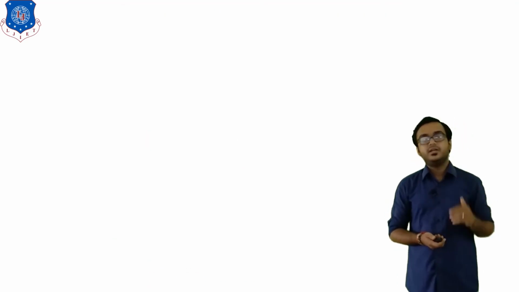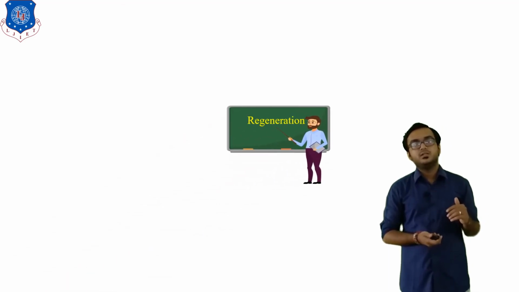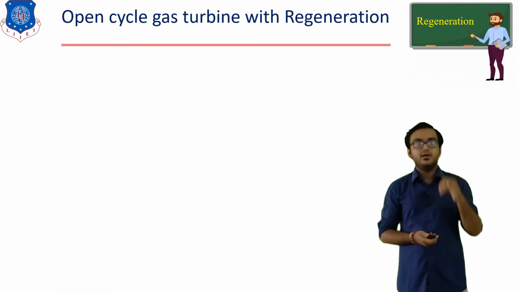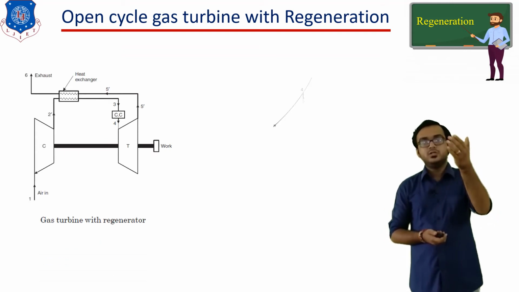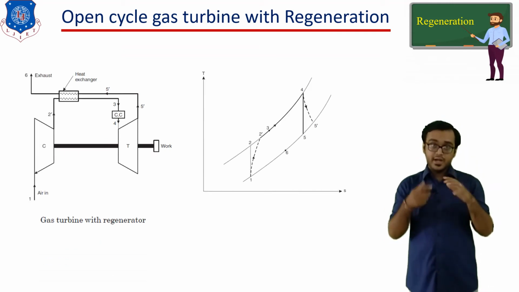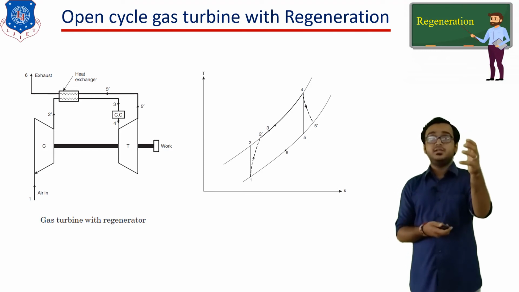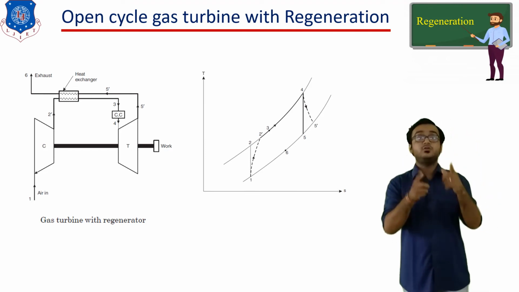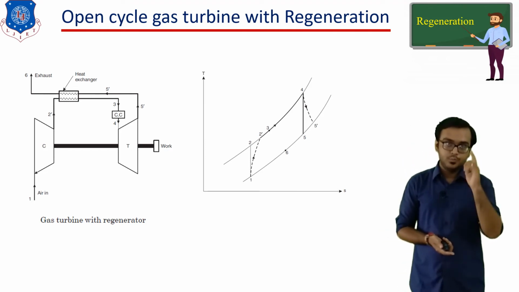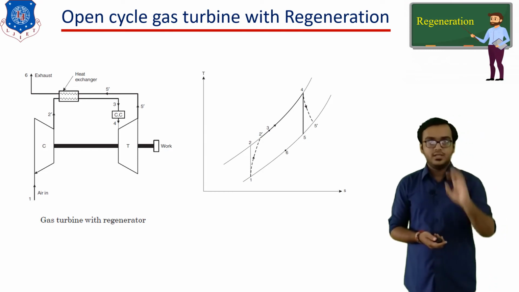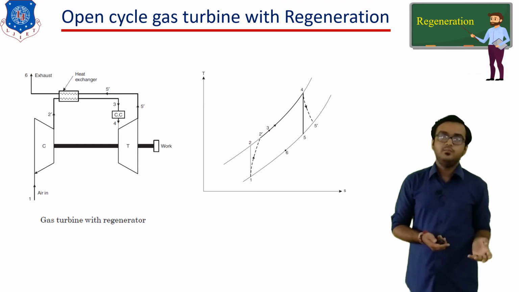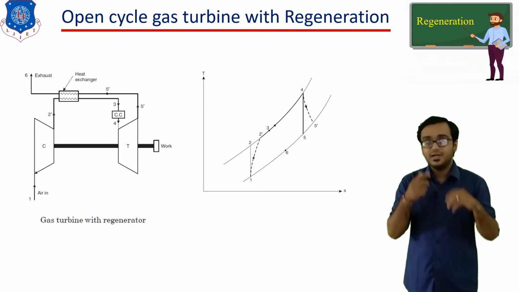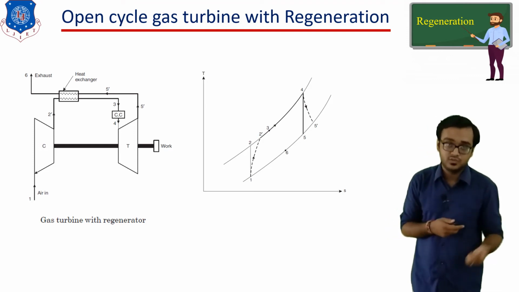For the effectiveness, considering the cycle or the TS diagram, it is the actual heat transfer to the maximum heat transfer. But to identify the actual heat transfer and the maximum heat transfer, you need to plot the TS diagram. So to plot the TS diagram, just go through the system diagram. Once we have the system diagram clear in our mind, then we can proceed to the TS diagram.